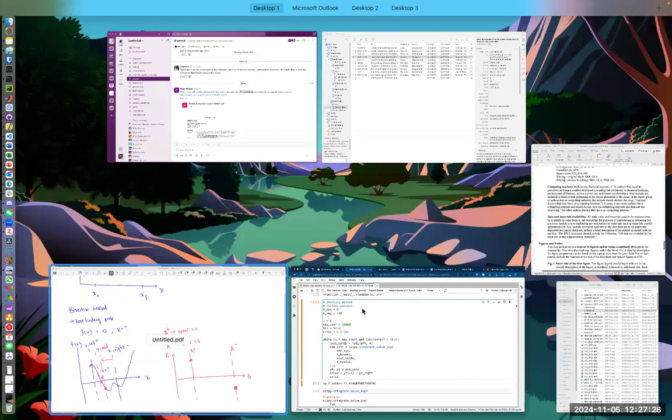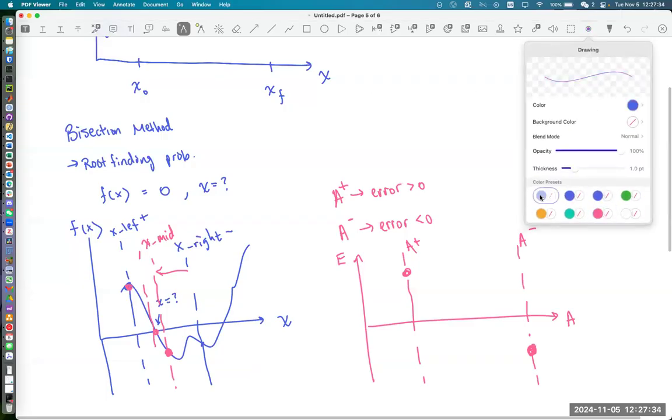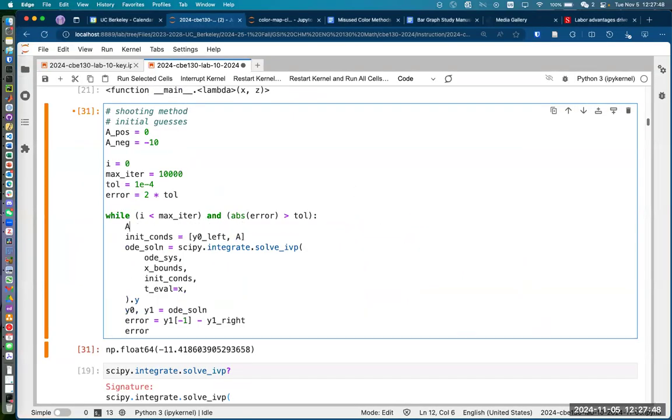So the next step is we have defined A plus and A minus. Now we want to find the A middle and evaluate the error there. So the A middle will be just the average of A plus and A minus. So I'll define A middle as the sum of A positive and A negative divided by 2. And my initial condition, I will substitute that as A middle. And it will solve this ODE. So after solving this ODE, I will have some error. And this error could be positive or negative.